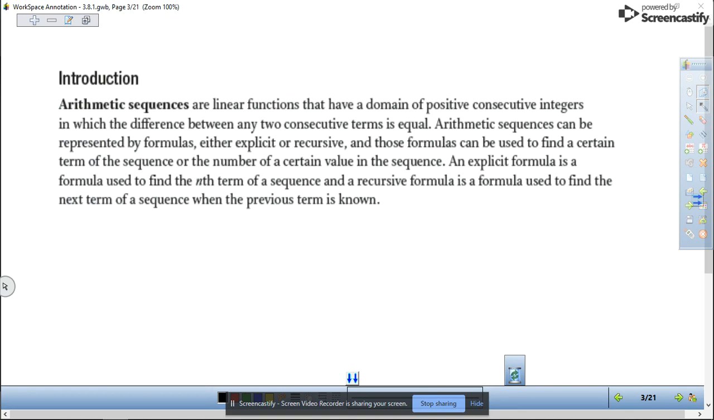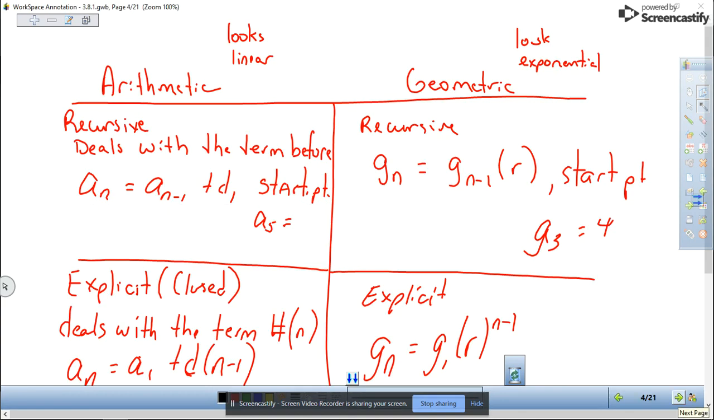Okay, so moving forward here. I would copy this down. This is a comparison chart, if you will. So for an arithmetic sequence, the thing I want to pay attention to is for the recursive formula, the important part is that it deals with the term that came before it. So a sub n, the term you are currently looking for, is a sub n minus 1 plus your common difference. So if I'm looking for a5, then I would do a4 plus my common difference.